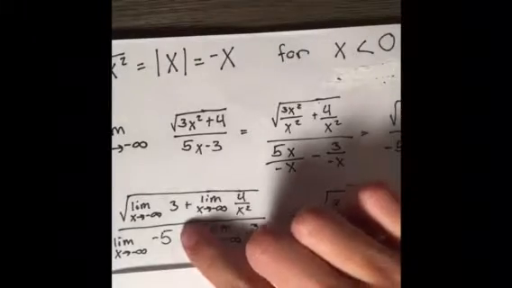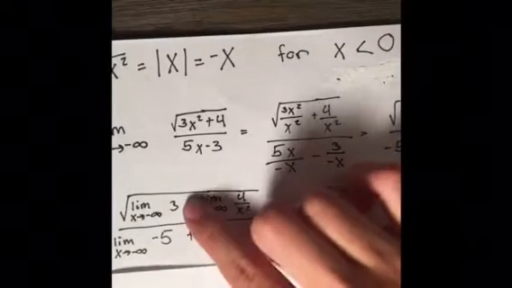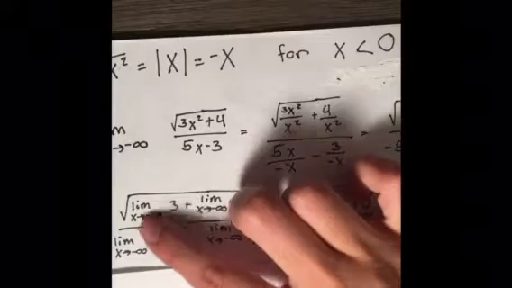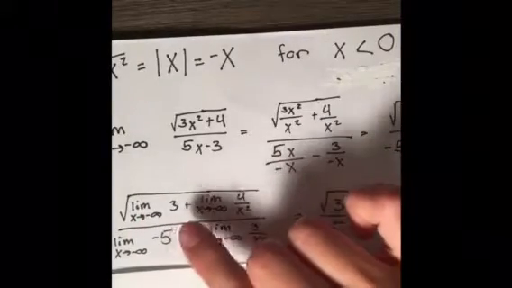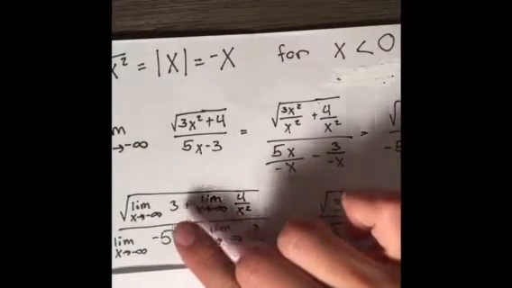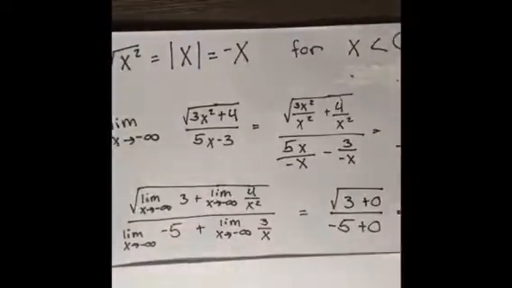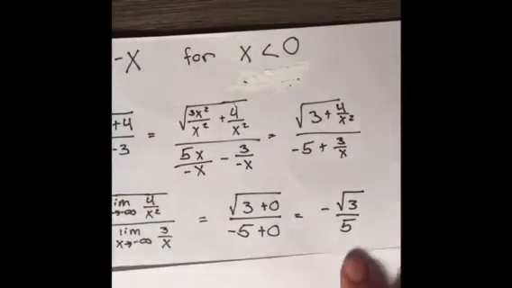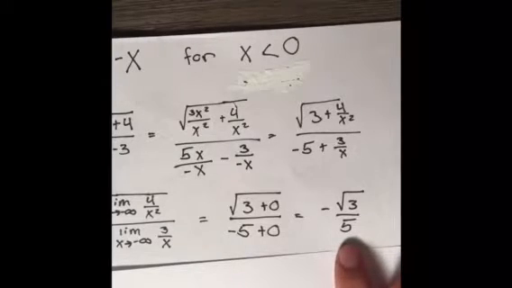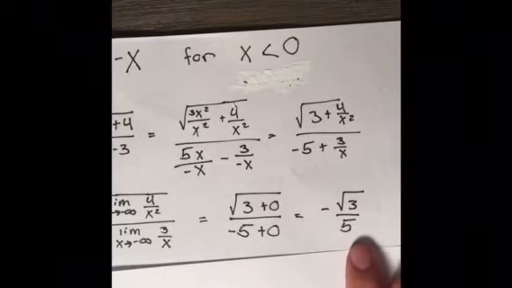And then these both remain the same constants, because you're taking the limit as x approaches negative infinity of a constant, and you're not inputting any x. So this doesn't affect that value. Then you simplify this and are left with the negative square root of 3 over 5.